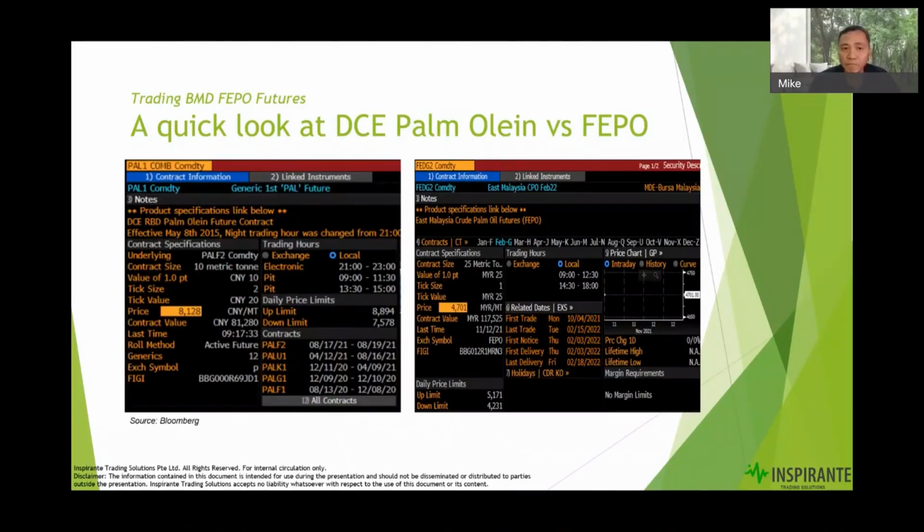So when the FEPO opens at 9 and the Dalian palm oil opens at 9, that's exactly where we can trade. Obviously, there is some overlapping of the trading hours as well. The morning session in Dalian is 9 to 11:30. That's where you can trade this spread. And beyond it, in the afternoon, you can start trading it from 14:30 to 15:00. So it's about 2.5 hours in the morning, 9 to 11:30, and then from 2:30 to 3 in the afternoon.